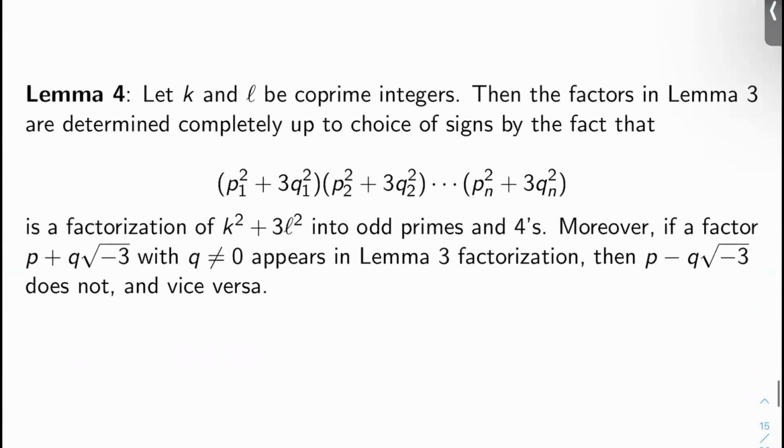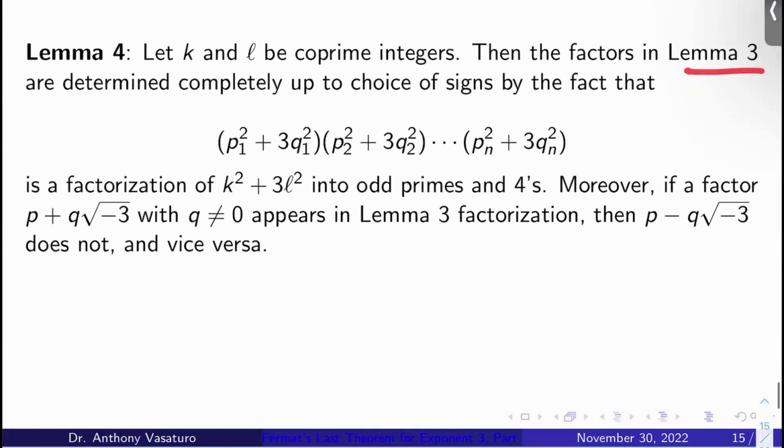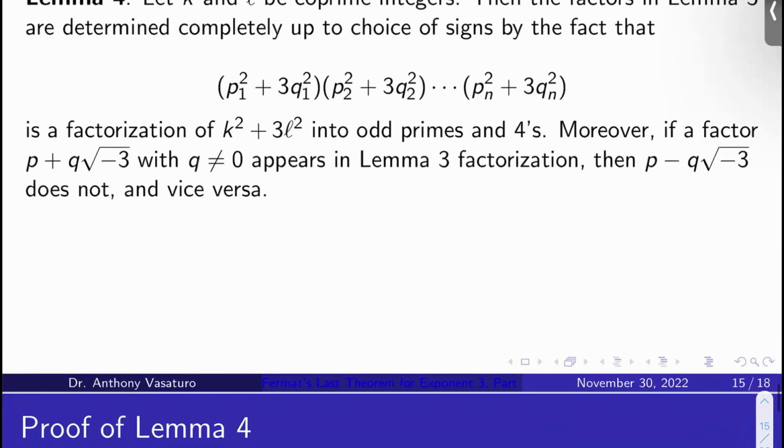Lemma 4. Let k and l be coprime integers. Then the factors in lemma 3, so these factors here, are determined completely, up to choice of signs in the middle, by the fact that p1 squared plus 3q1 squared times p2 squared plus 3q2 squared and so on up to pn squared plus 3qn squared is a factorization of k squared plus 3l squared into odd primes and 4s. Moreover, if a factor p plus q root negative 3 with q non-zero appears in the lemma 3 factorization, then p minus q root negative 3 cannot possibly appear in that factorization, and vice versa.